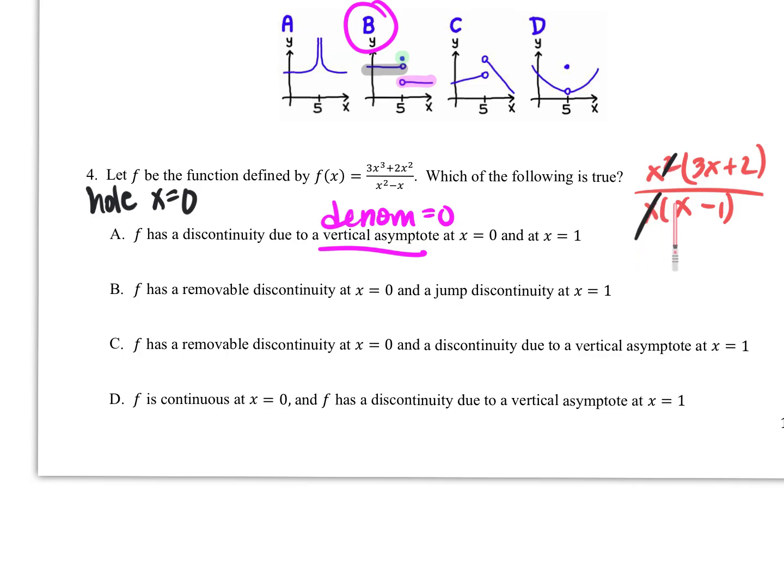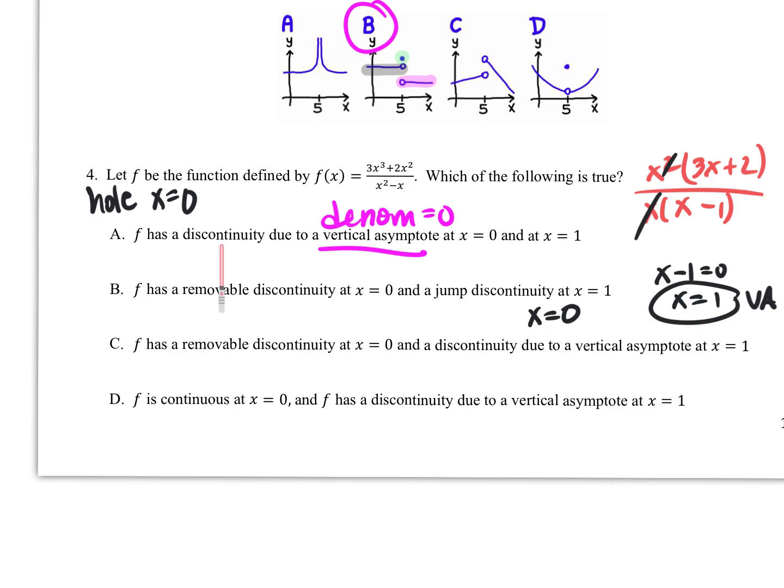Here's why. What would be my vertical asymptote? When's that denominator equal to 0? 1, right? When x minus 1, that denominator, is 0, that would be my vertical asymptote. And whatever you crossed out to make the hole, you just always set it equal to 0. That's what we just did here, so that's where I came up with x equals 0. Okay, so we've got a hole here. We also have a vertical asymptote at 1.